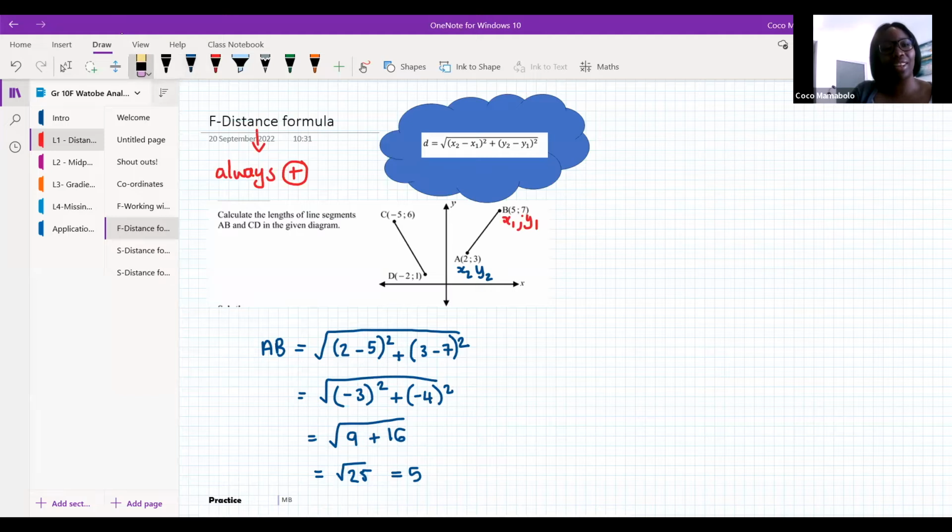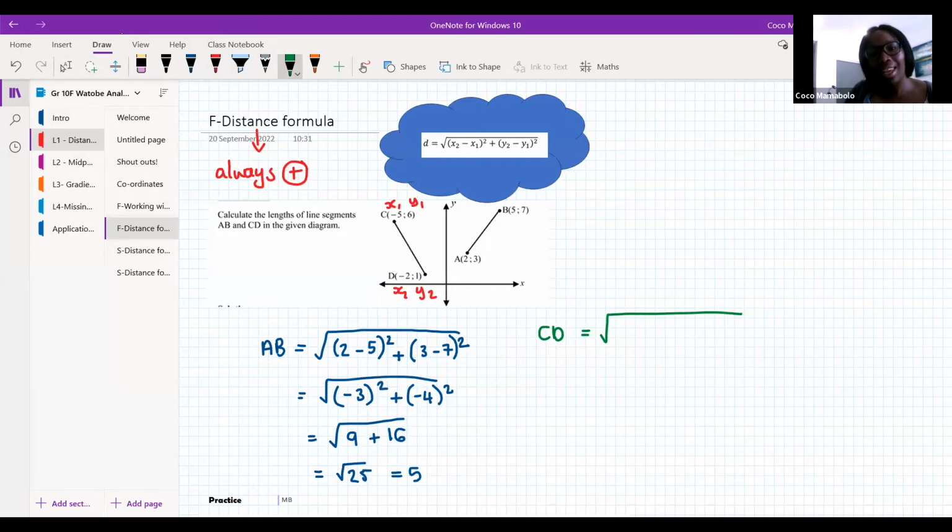Okay, so if we had to calculate the length of CD, let's calculate the length of CD. That's going to give us the square root of, and we're going to choose which one is x1 and y1. I'm going to say C over here. I'm going to label that x1 and y1, and I'm going to take D and label it x2 and y2. So when I go into my formula, I'm going to look for x2, which is -2, minus, and then you'll notice here that x1 is -5. So I'm going to get minus -5.